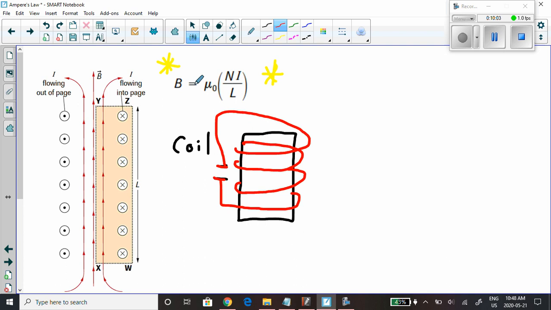And so Ampere's law applied to a current is equal to mu naught, that new constant, N. What's N? N is how many turns, how many windings we have. So here would be 1, 2, 3, 4, 5, 6, 7 turns in here. 7 turns within this length L. So that's what N is. I is how much current is actually in that coil. And L is, well, how long is the coil?